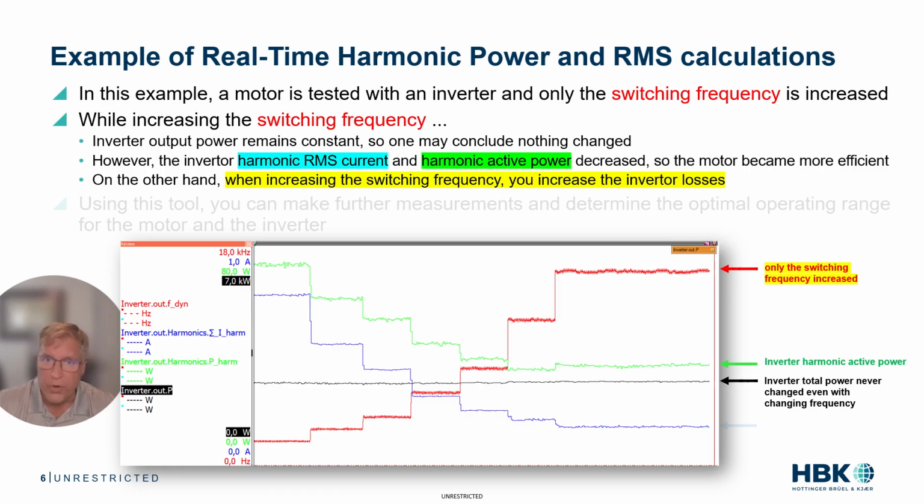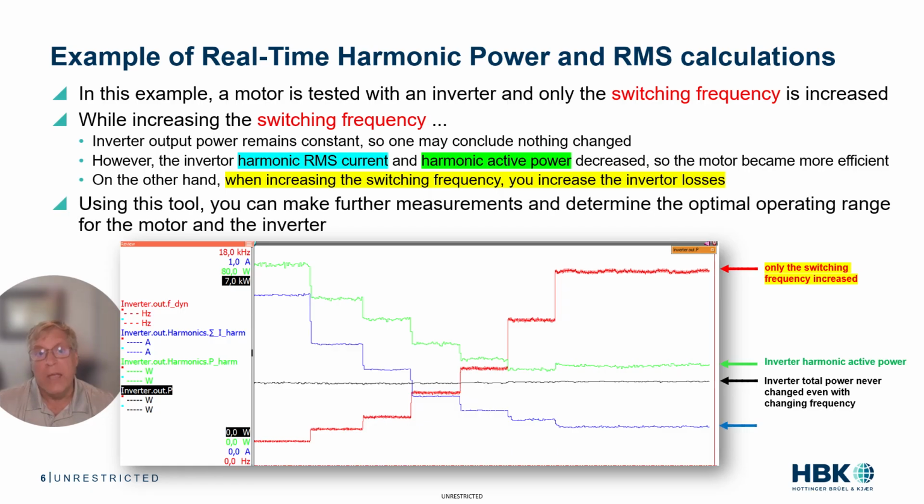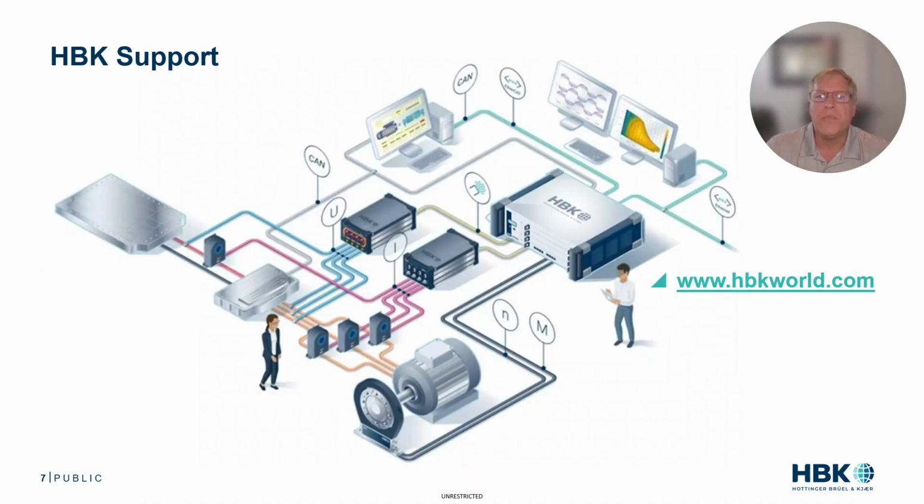Although this is a two-edged sword, in that when you increase the switching frequency, you increase the losses in your inverter. However, using this tool, you can make the same measurements on your motor and determine the optimal operating range for the motor and inverter. That wraps up an introduction to harmonic analysis using a Genesis Dynamic Power Analyzer.